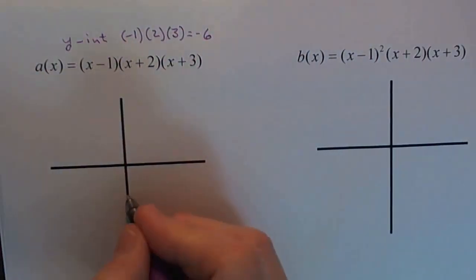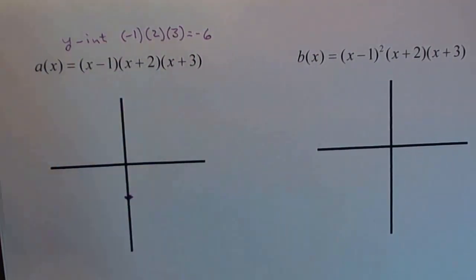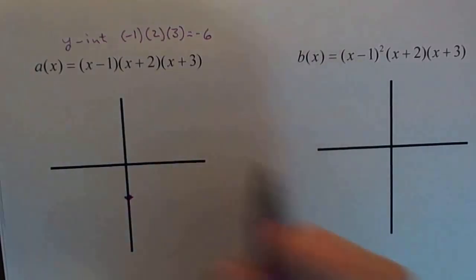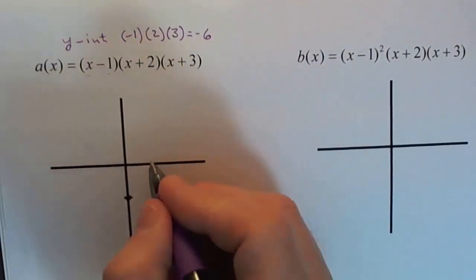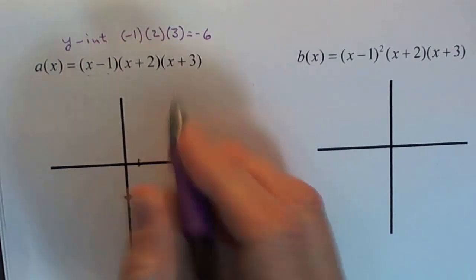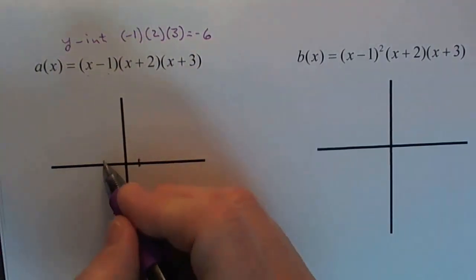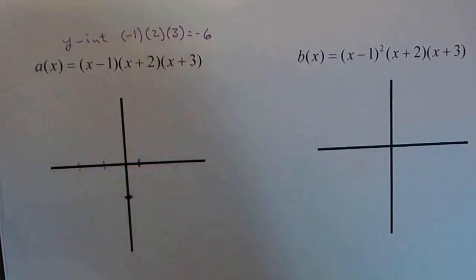So I'm just going to haphazardly put it somewhere down here, because all I'm trying to do is get an idea about how this looks, the general behavior of the polynomial. Now, as far as the x-intercepts, notice I have x equals 1. Okay, there it goes. x equals 1, x equals negative 2, and x equals negative 3, like that.